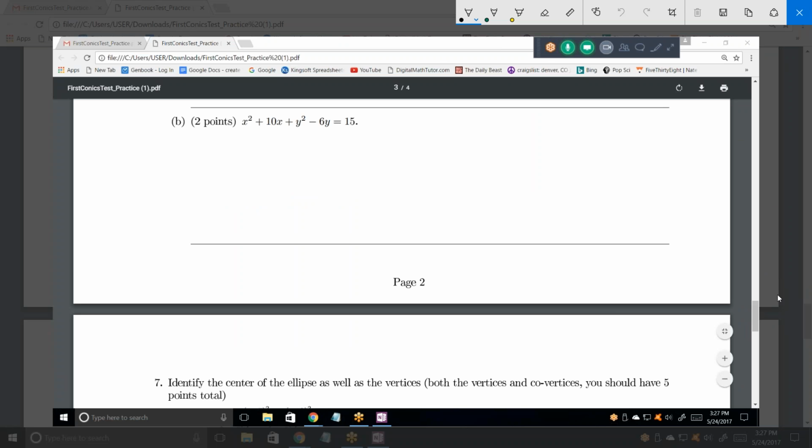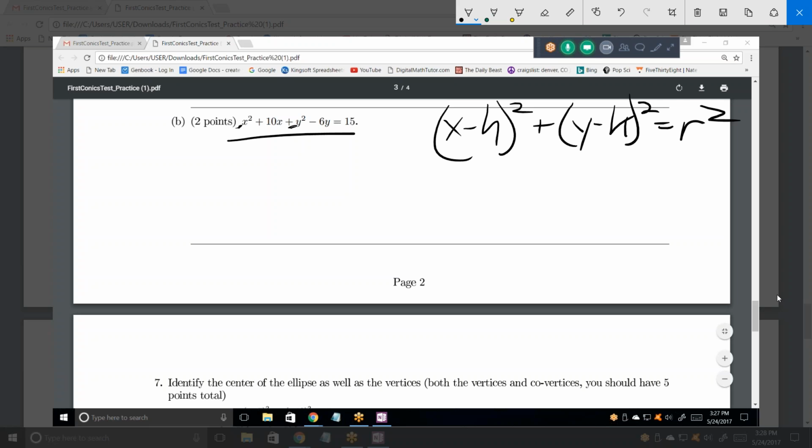Is that an ellipse? No, it's a circle. And the reason it's a circle is because the coefficients of the x and the y terms are the same, both 1. So, what's the general formula for a circle? X minus h squared plus y minus k squared equals r squared. So what we have to do is put it in that format.